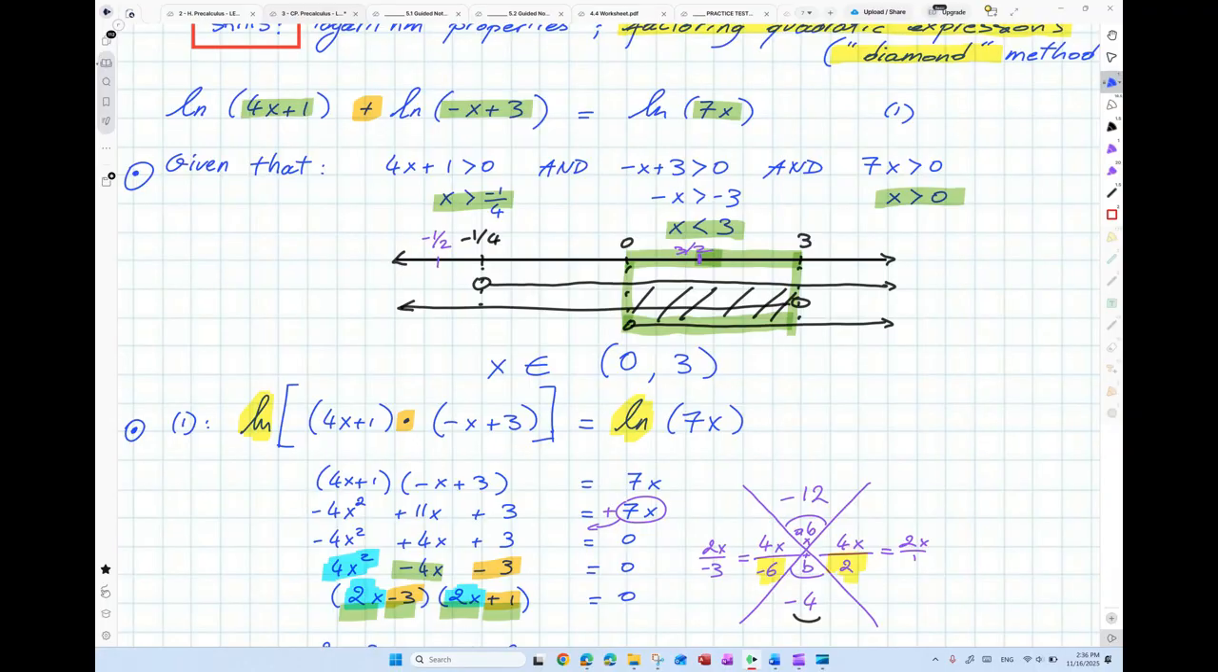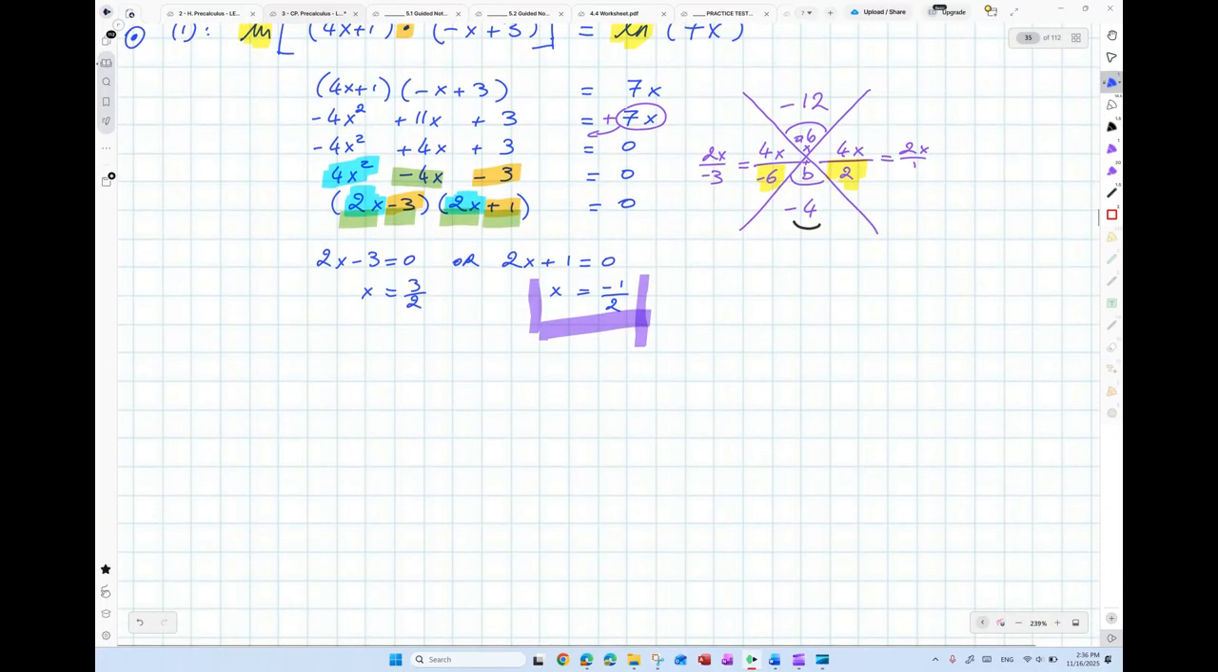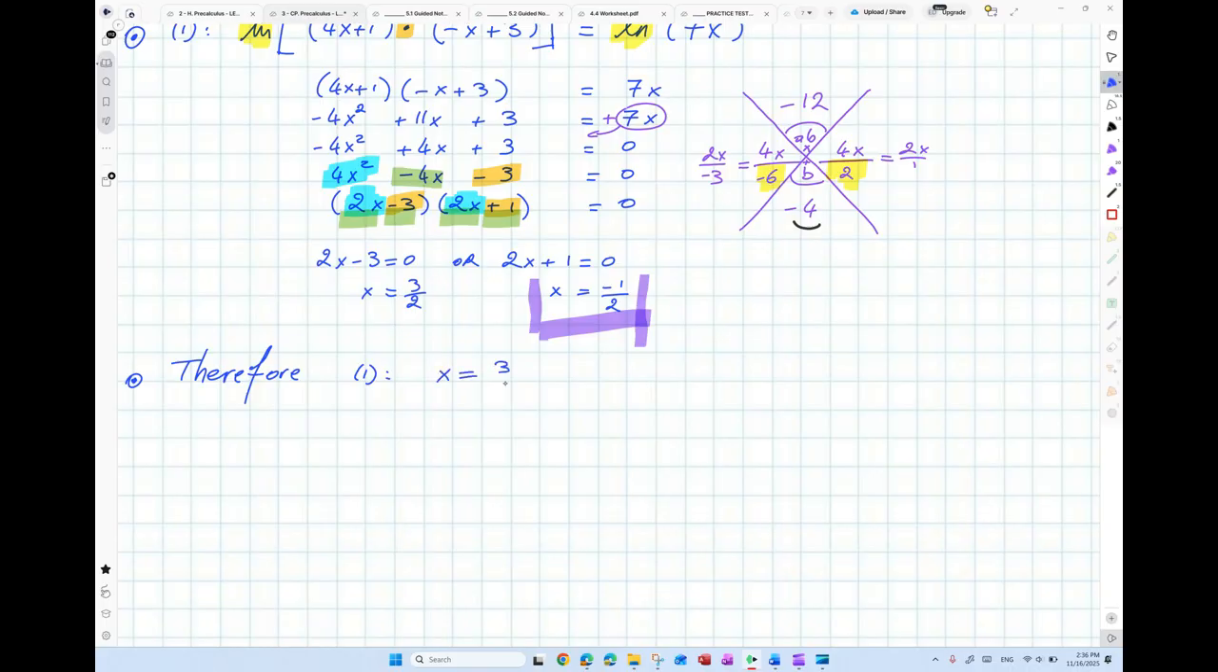So after determining the domain of validity and after solving the equation, I've got a third step to conclude that therefore, this equation number 1 is such that x equals 3/2, therefore excluding this extraneous solution. And here we go. Good luck.